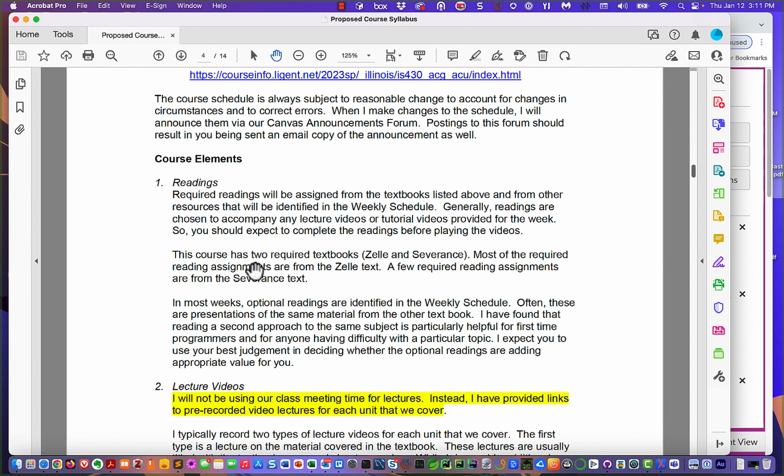In terms of the elements of the course, readings are important. So we've got readings, lecture videos, and tutorial videos. There are readings that I marked as required. That's the primary information for the week. There are readings that I marked as optional. They're kind of like another version of the same thing.